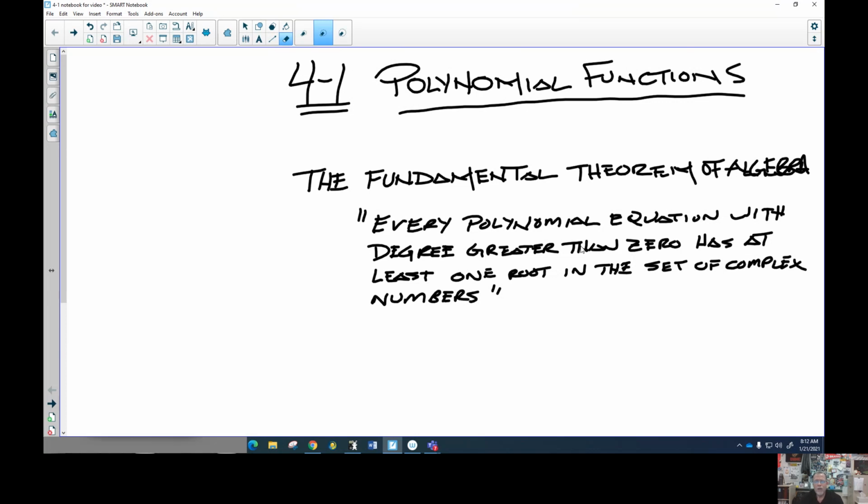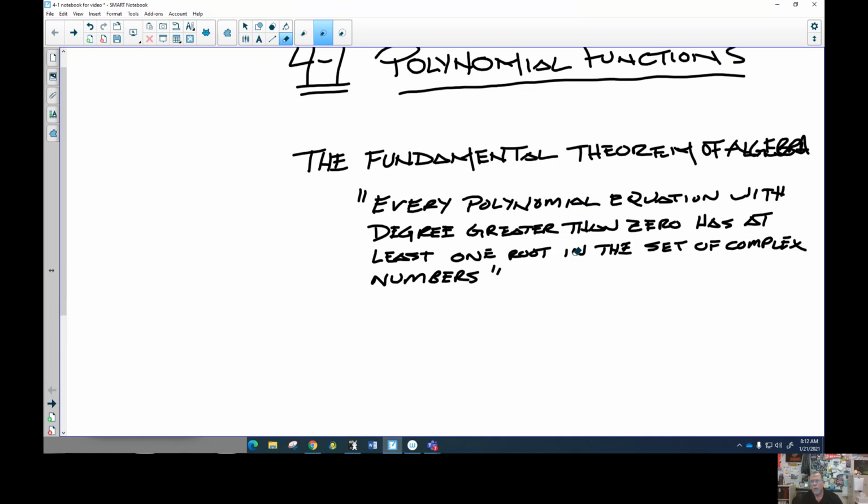So the basic idea of the fundamental theorem of algebra, as it's written in our book, is every polynomial equation with degree greater than 0 has at least one root in a set of complex numbers. Now, to unpack that statement, the first thing I want to look at is this idea of the root. Anytime we talk about a root, we're talking about its 0 or where it's crossing the x-axis. So what this is saying is if you have at least degree, anything greater than 0, so degree 1 or better, that it's going to have at least one root.